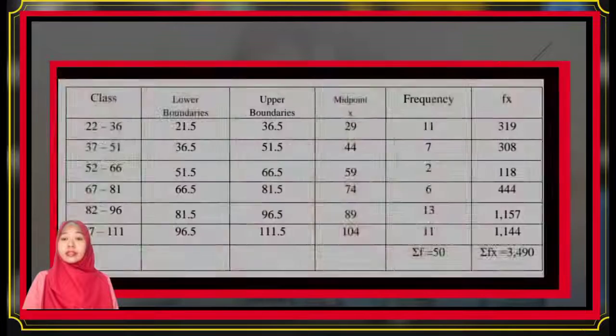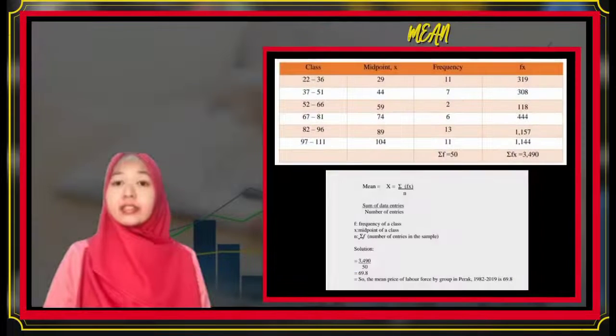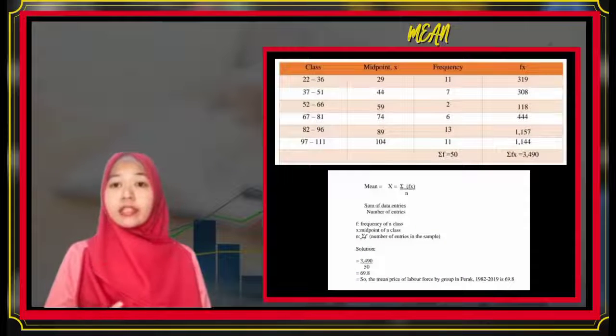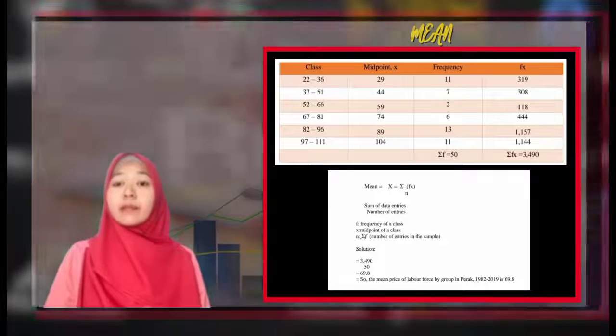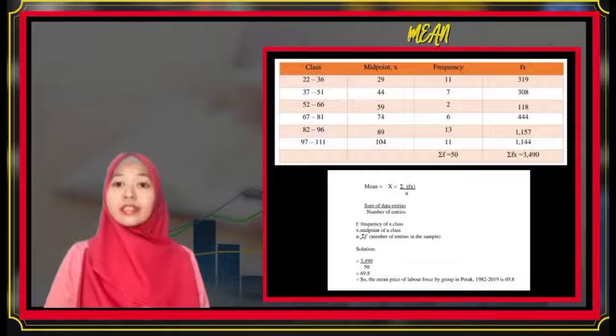So, for the mean, we have a set of data that consists of classes, midpoint, frequency, and Fx. Next, how to find the Fx? We take the frequency, multiply by the midpoint, and we get the answer for the Fx. After that, the total of Fx is 3490 and n is equal to 50.